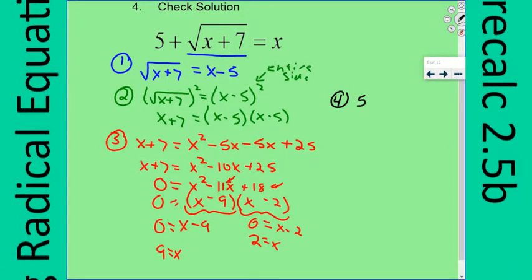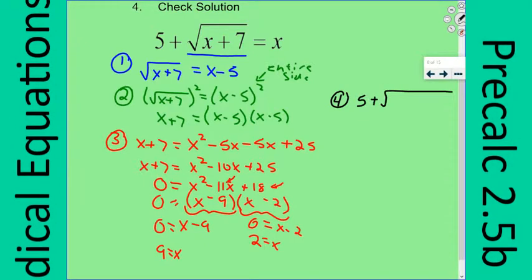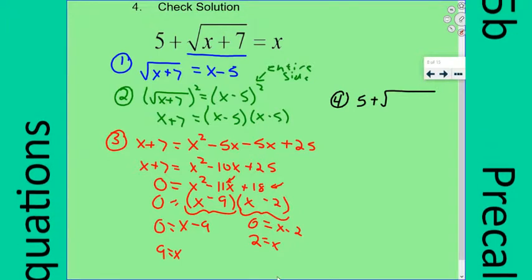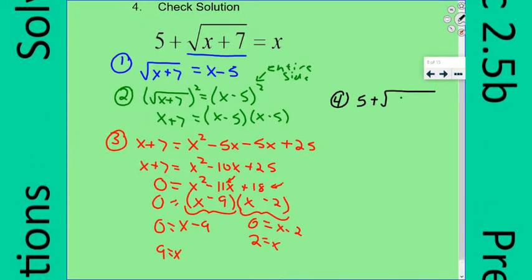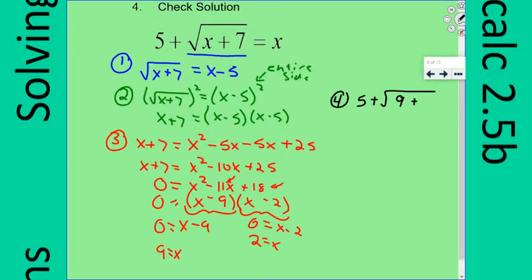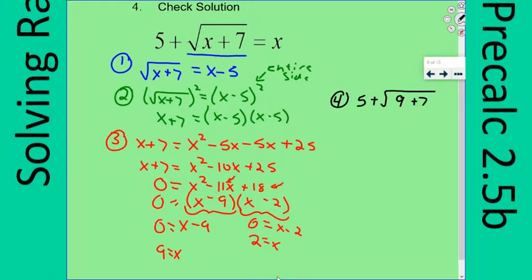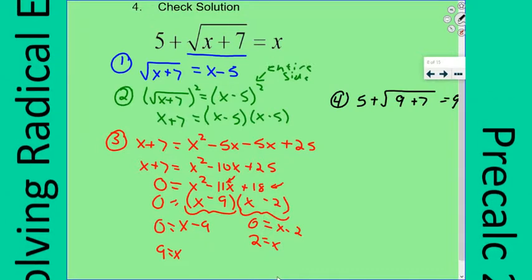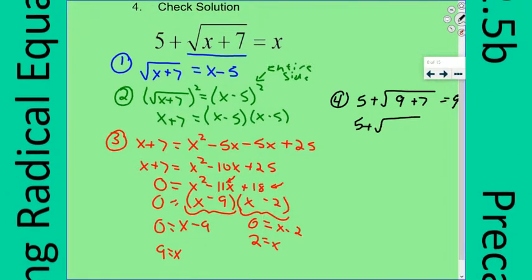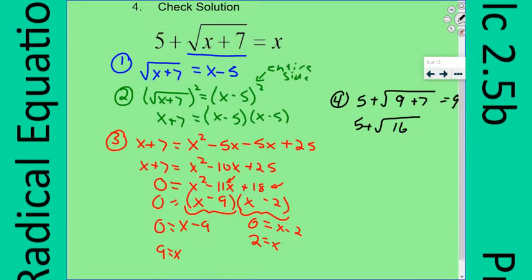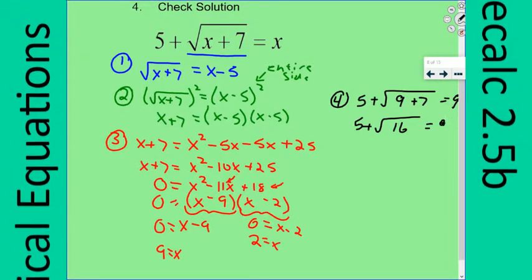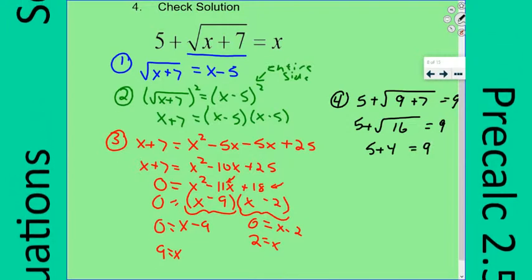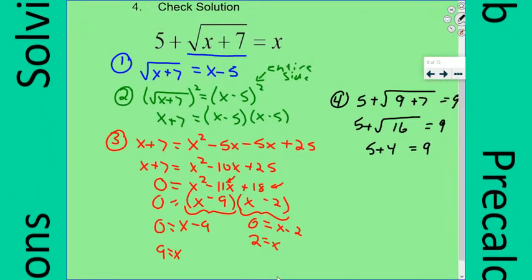So 5 plus the square root of x, or 5 plus, our first x is 9, so we'll check that, plus 7 equals 9. So let's see, 5 plus the square root of 16 equals 9. 5 plus 4 equals 9. Cool, we did it. So far, so good.